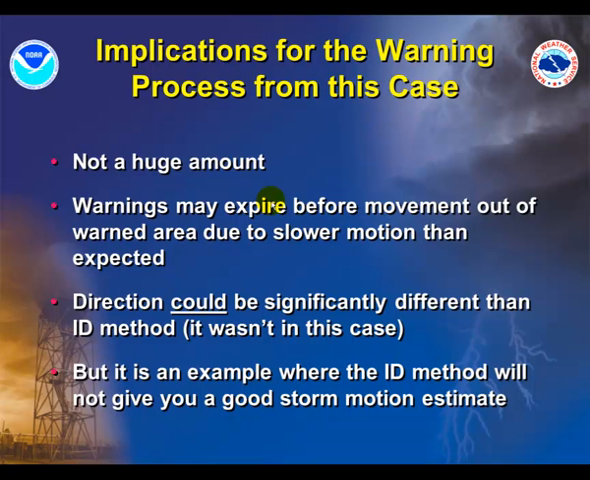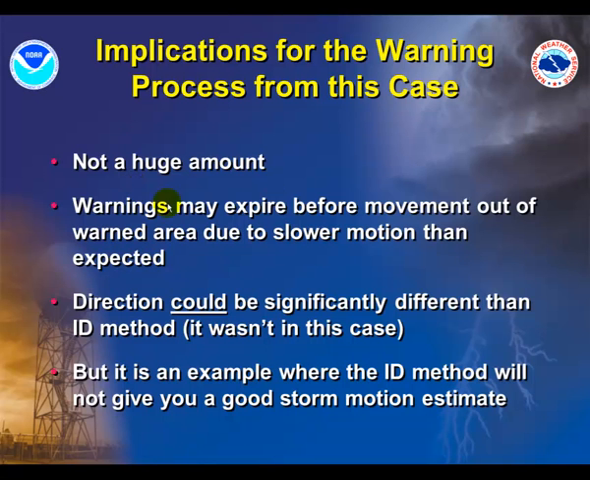So what are the implications from this case? Well, unlike the previous ones where the storm motion could easily be out of the polygons that you would draw quickly, it's not quite as big of a deal because the motion, in this case at least, was to the northeast as well. So we had the polygon oriented in the right direction. It's just that we had to keep reissuing because it kept going slower than maybe we would have expected initially.